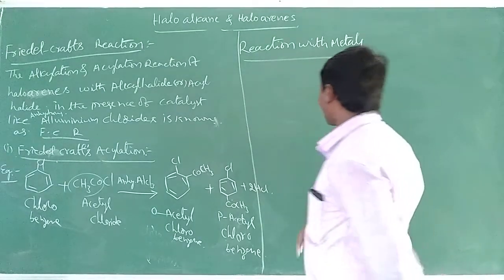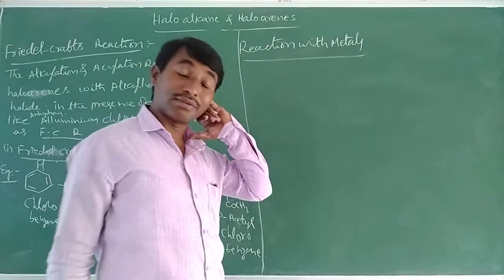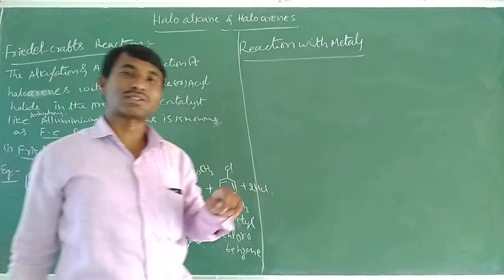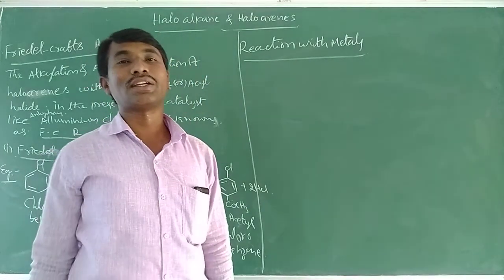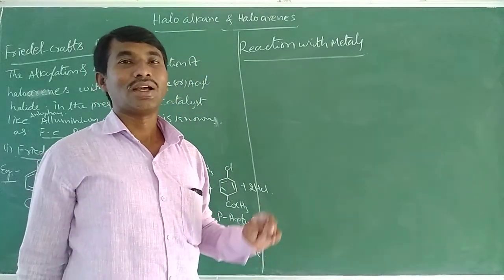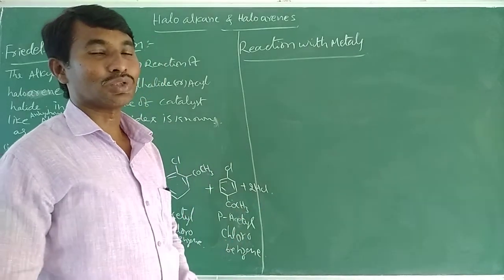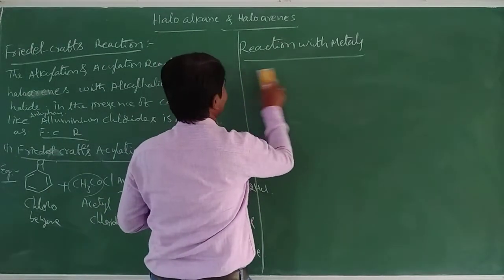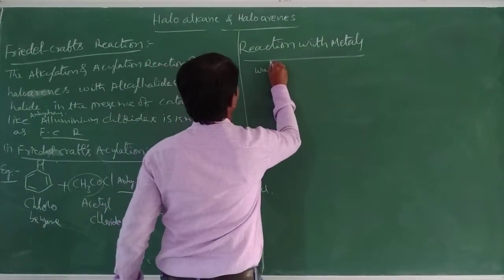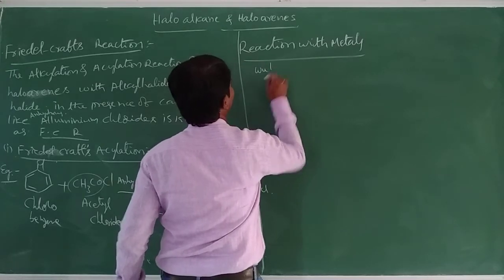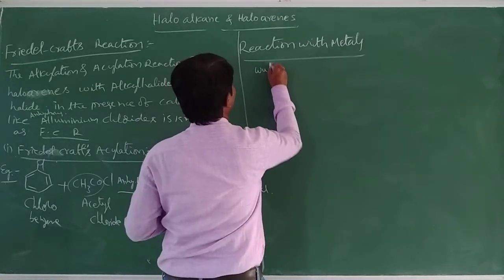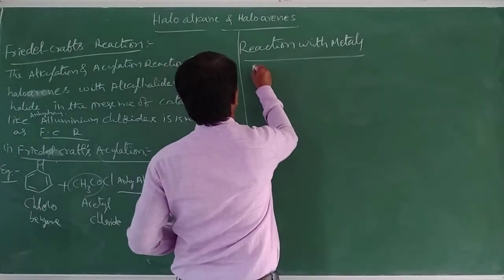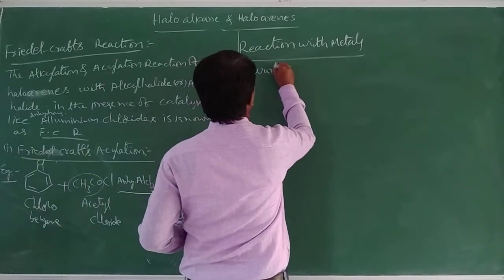Another one is reaction with metals. Reaction with metals means haloarenes reacting with sodium in the presence of dry ether, which is called the Wurtz-Fittig reaction. Two types are there here. The first one is the Wurtz-Fittig reaction.